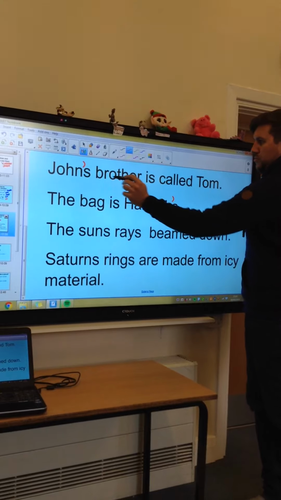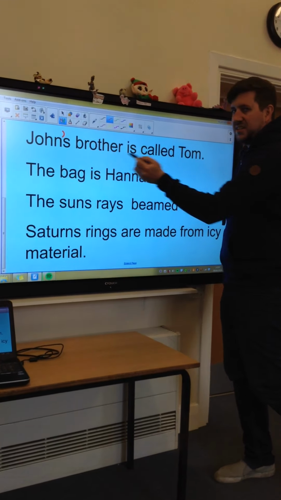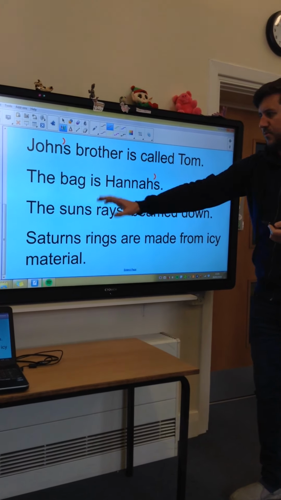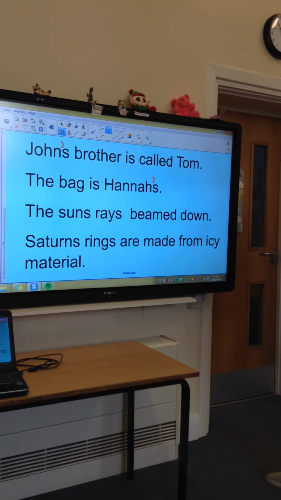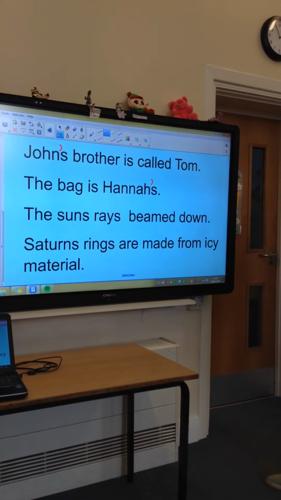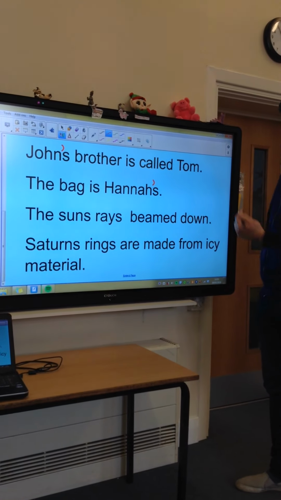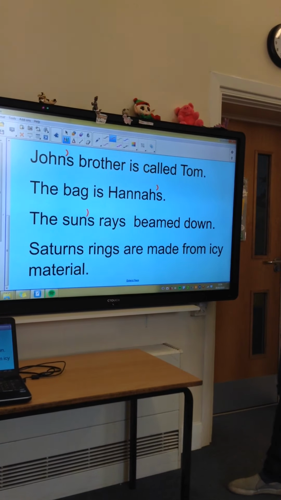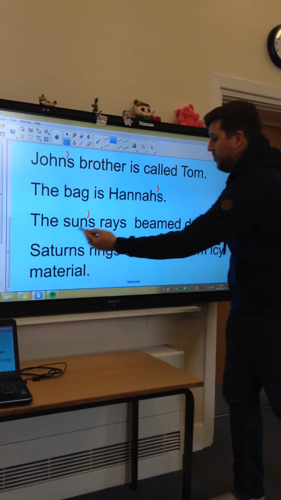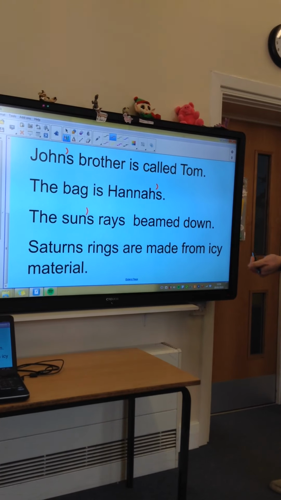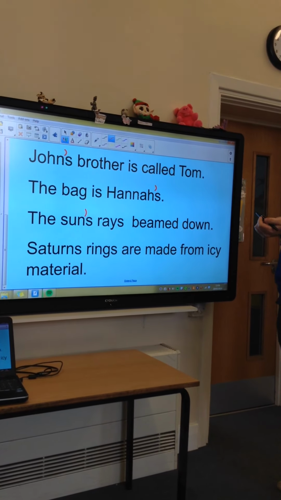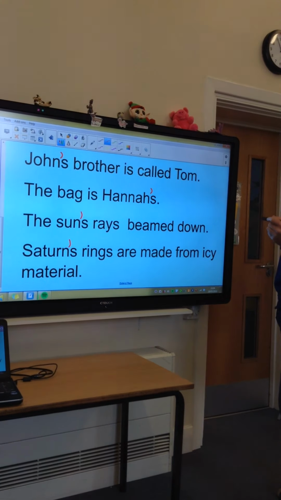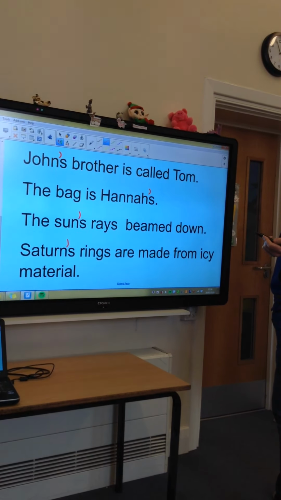Now, these two are very common because they show it belongs to somebody, but it doesn't always. Have a look at this one here. We've got no person here, but we've got the sun's rays beamed down. Now look, what belongs to it? So the rays belong to the sun, so it must be the sun's rays. And finally here, we've been talking about space and science. We've got Saturn's rings are made from icy material. The rings belong to Saturn, so it must be Saturn apostrophe S rings.